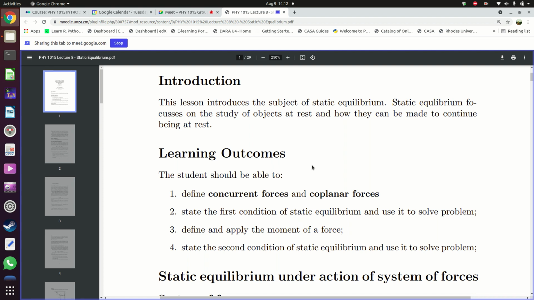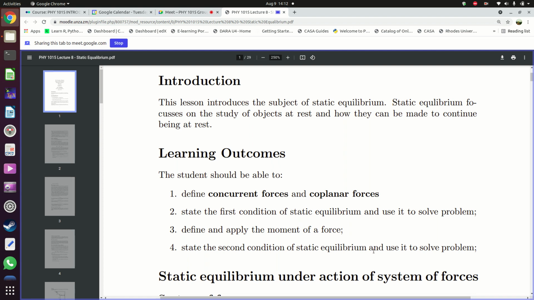Okay? And also, there are certain things which tend to rotate, but they decide we're not going to rotate. What is the reason why they are refusing to rotate? During the course of this lecture, we'll introduce you to what are called concurrent forces and also what are called planar forces. Then there's something called the first condition of static equilibrium, and also something called the second condition of static equilibrium.